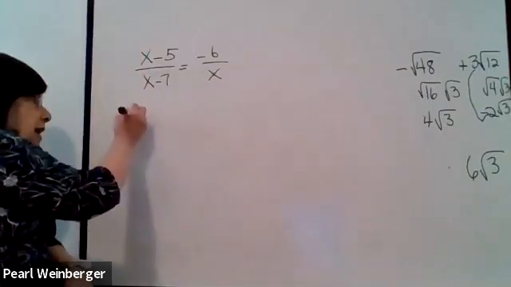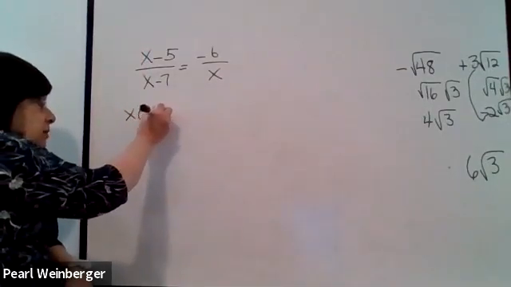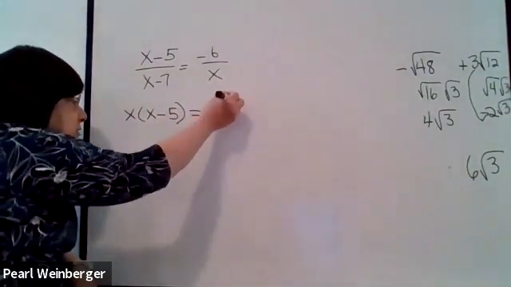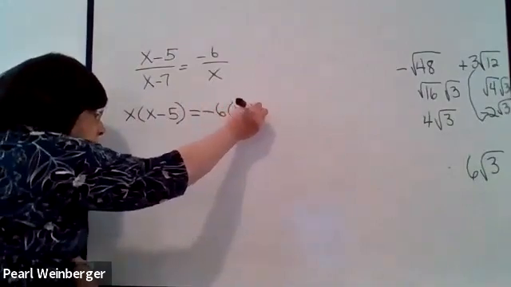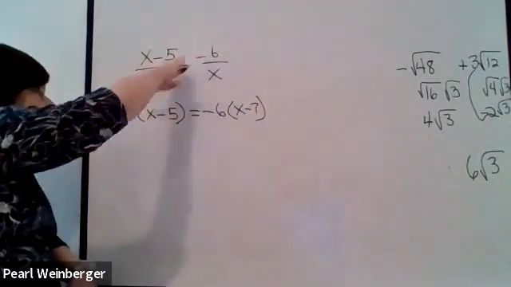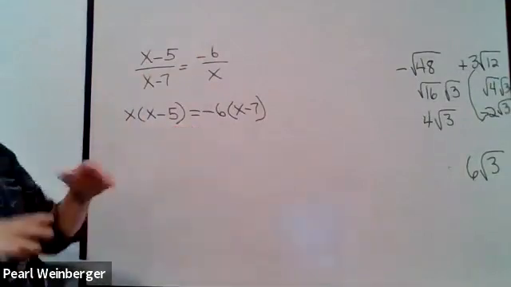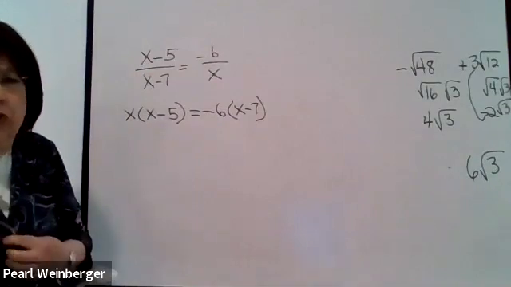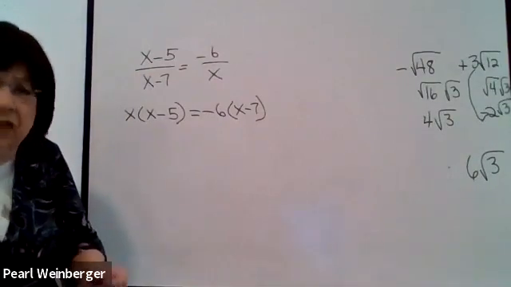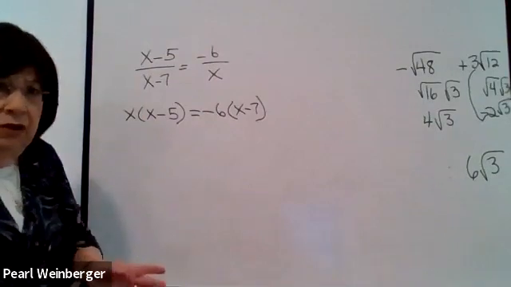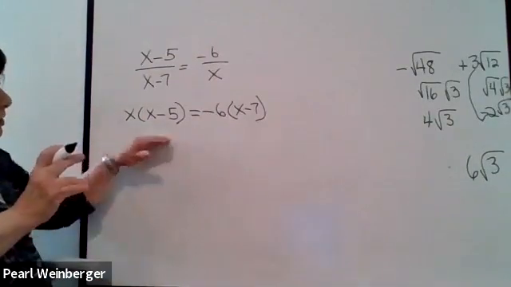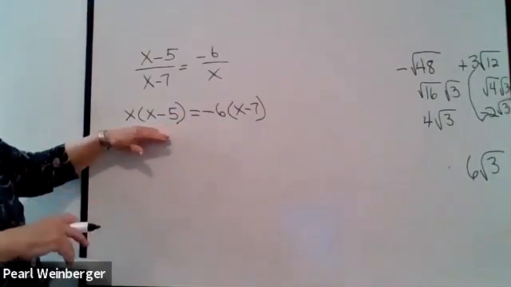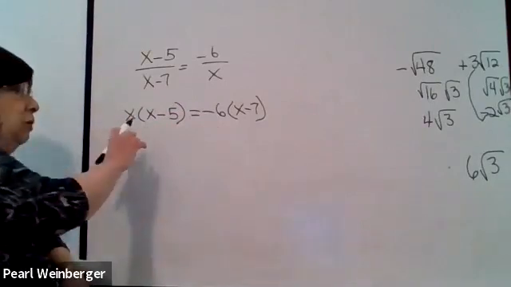I'm going to do x times x minus 5, equaling negative 6 times x minus 7. Remember, the whole point of solving equations that have fractions is to somehow get rid of those fractions, because fractions are hard to deal with. So we'd like to not have to deal with this. Now, of course, I have to remove the parentheses. I have to distribute in order to see what I have here.